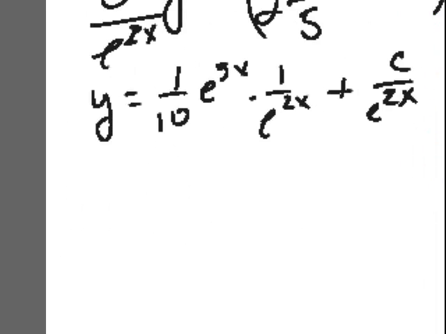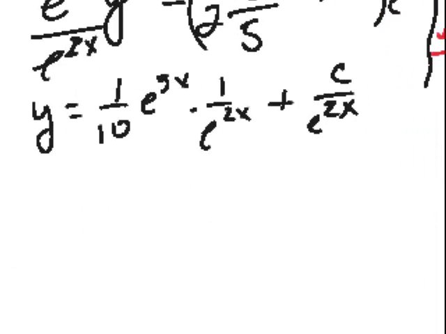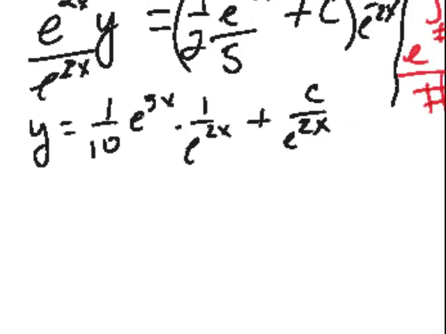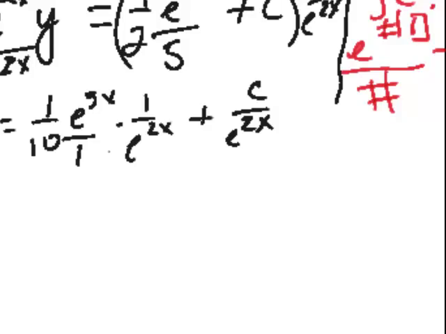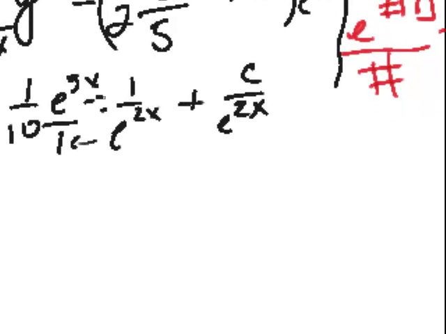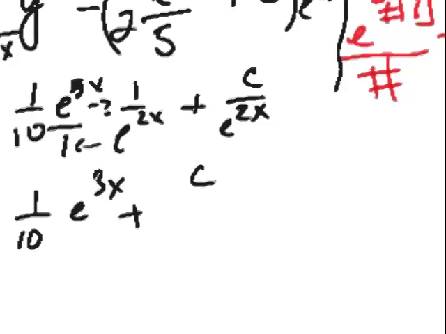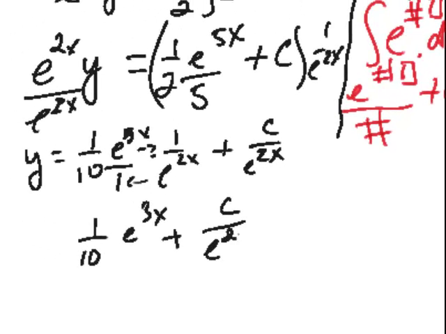And here we have two like bases and they're being divided, right? If you just were to multiply that across and that one across, they'd be divided. And that's a 5x over 2x, so you'd subtract the exponents. And you get y equals 1/10 e to the 3x plus c e to the negative 2x. Okay? Again, this is your general solution.